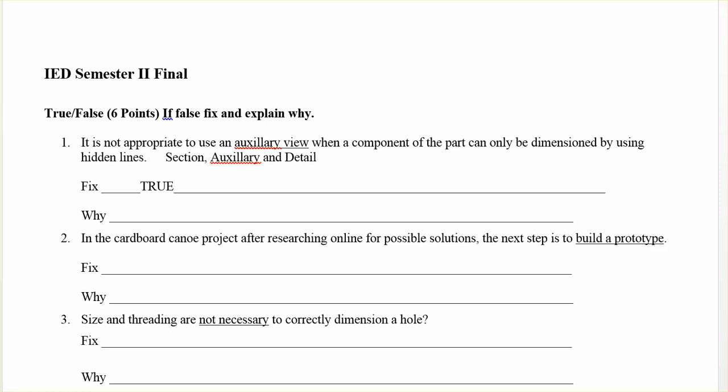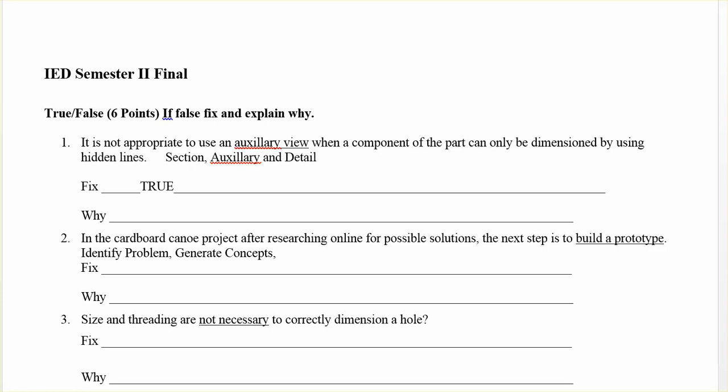In the Cardboard Canoe project, after researching online for possible solutions, the next step is to build a prototype. Well, what we're talking about here is the steps to the design process. And the first one is you have to identify the problem. And I'm going pretty quickly here. The next one then is you've got to brainstorm or generate concepts. And actually, it's generate concepts is the step. And we do research and brainstorming during that.